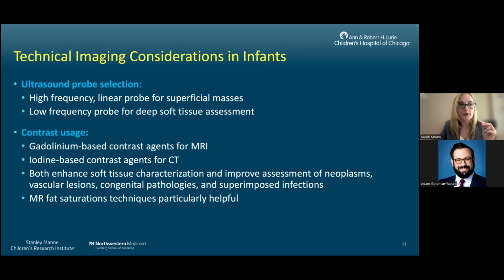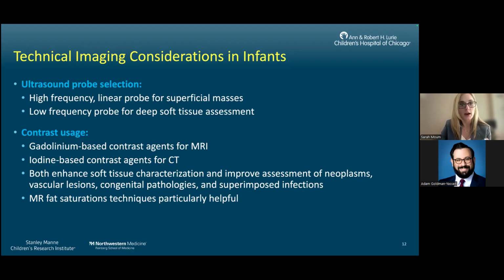Just a couple pointers about ultrasound and MR and CT. Be careful about probe selection, or be mindful of that. High frequency linear probes are going to be good for superficial masses, whereas we'll use low frequency probes for soft tissue assessment in the deeper structures.